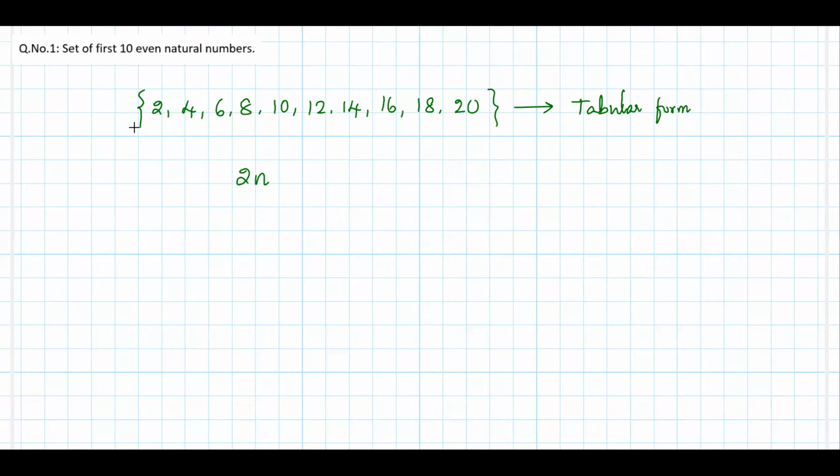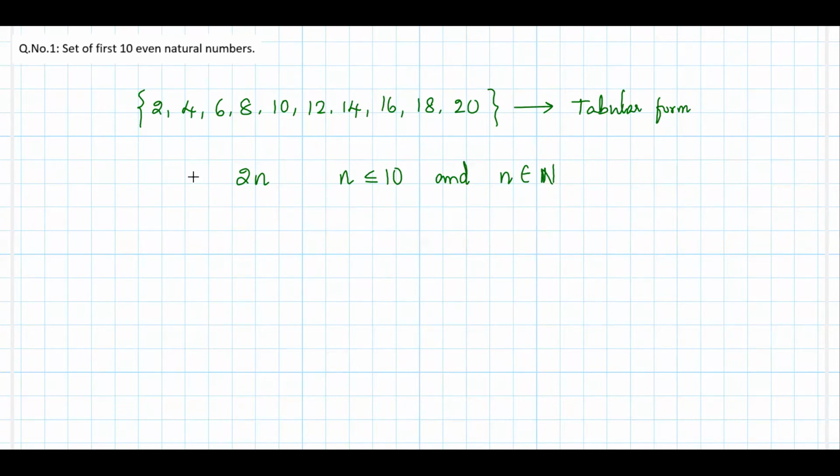If you take n as 1, you're going to get 2. If n is 2, then 4. If n is 3, then 6. If n is 10, then the last element 20, right? So multiples of 2, the first 10 multiples of 2 that we are taking here. Agree? So we have to put some restrictions on this. So n should be less than or equal to 10 and n belongs to natural numbers.